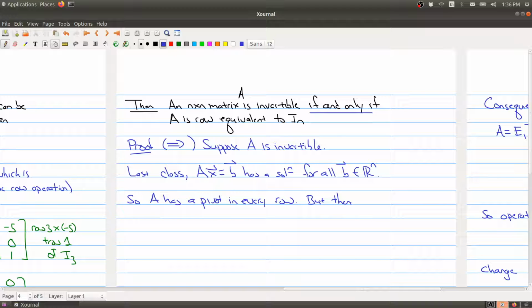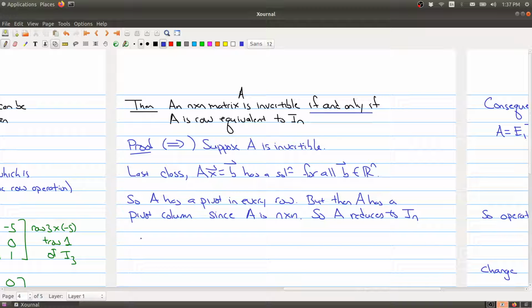But then A will actually have to have a pivot in every column, and the reason is that the matrix is square, since A is n by n. If it has a pivot in each row, it has n pivots, and each pivot must be in a different column. Since there are exactly n columns, we have a pivot in each column. And that means A reduces to the identity matrix, as required by the statement.